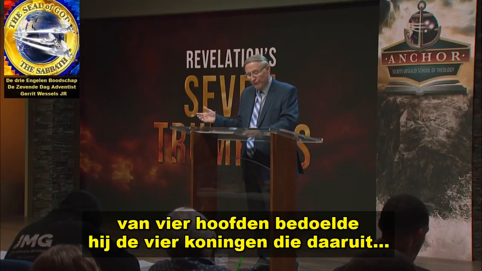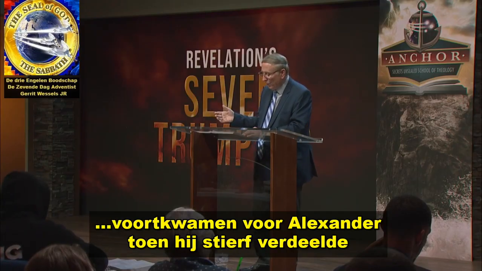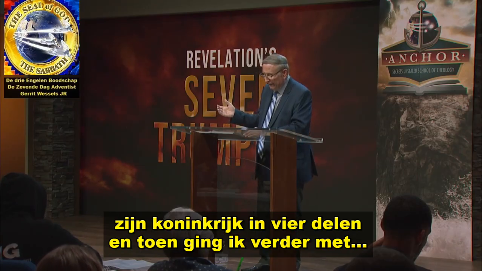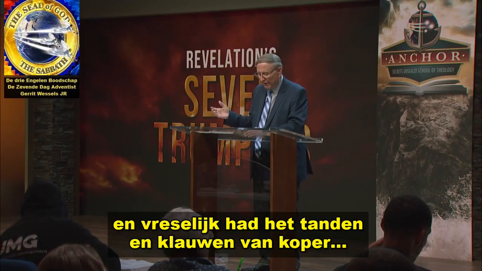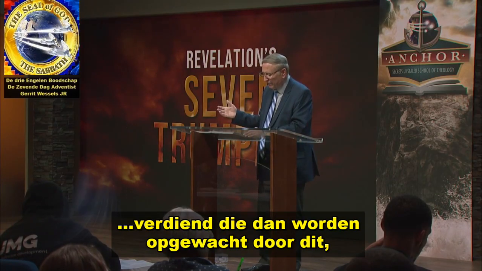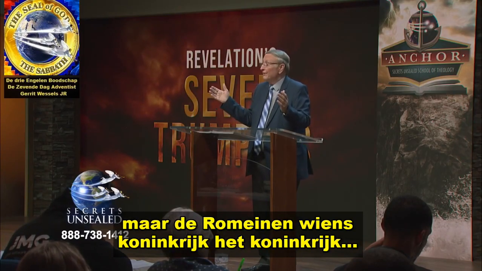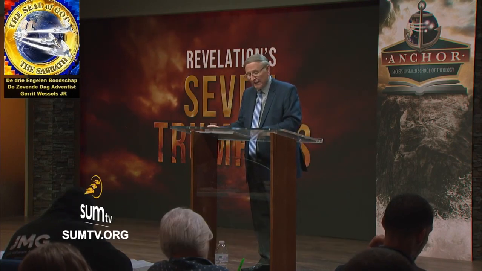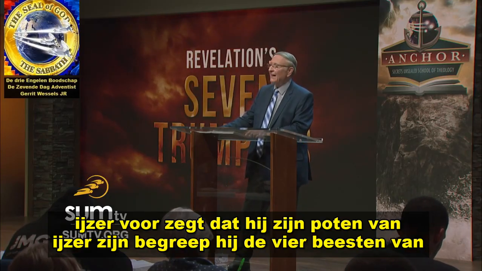For in speaking of four heads, he meant the four kings that arose out of it. For Alexander, when dying, divided his kingdom into four parts. And then it continues saying, then he says, the fourth beast was dreadful and terrible. It had iron teeth and claws of brass. Who then are meant by this but the Romans, whose kingdom, the kingdom that still stands, is expressed by the iron, for says he, its legs are of iron.